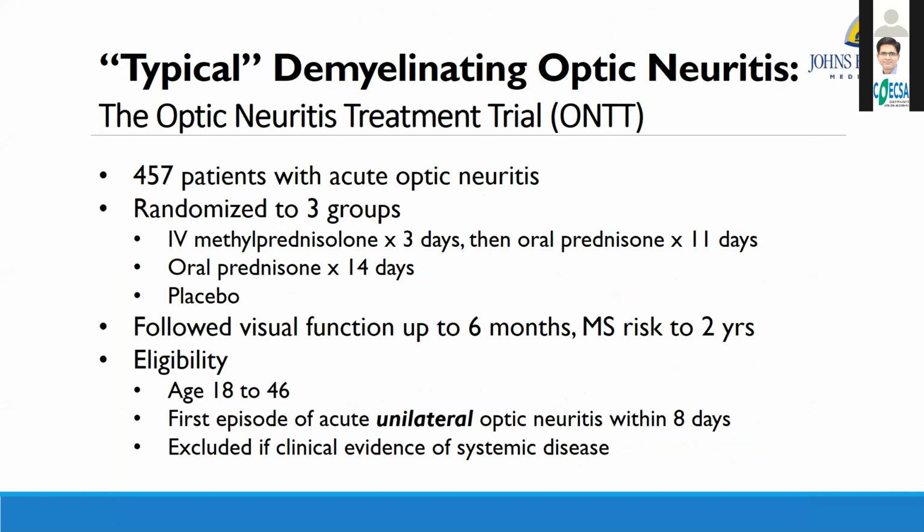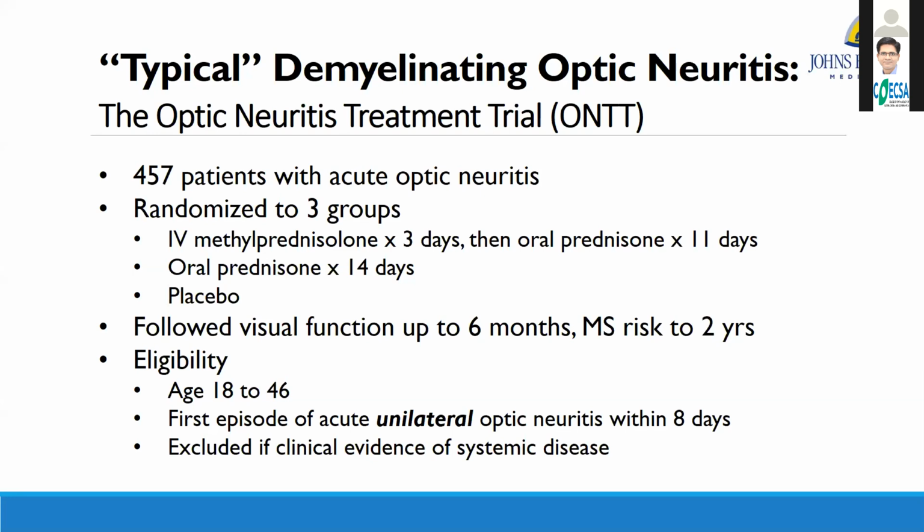Patients were between 18 and 46, and they had to be presenting with their first episode of unilateral optic neuritis. They had to be enrolled within 8 days of the onset of symptoms, and they were excluded if there was clinical evidence of systemic disease. So I think it's worth noting here that patients with bilateral optic neuritis were excluded. So most patients, even though we didn't know about NMO when this trial was conducted, many patients with NMO would have been excluded.